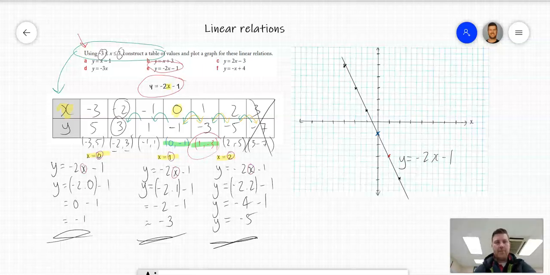Hopefully that helps. As I said, you'll be working through the other questions, so A, B, C, D, and F. I've already done E here for you.